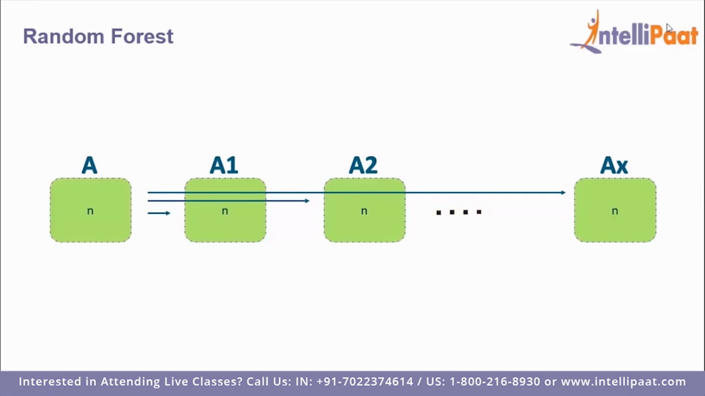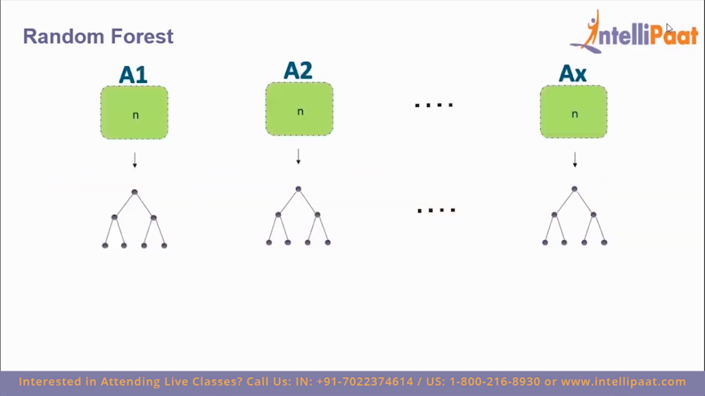So just for our sake, let's say dataset A has 1000 rows and the value of X is also 1000. So this would be 1000 into 1000, which would give us 1 million rows. That is, from just 1000 rows of data, we were able to get 1 million rows. So till now the process is the same as bagging. So this is where the difference comes.